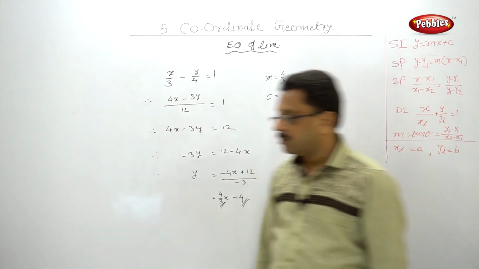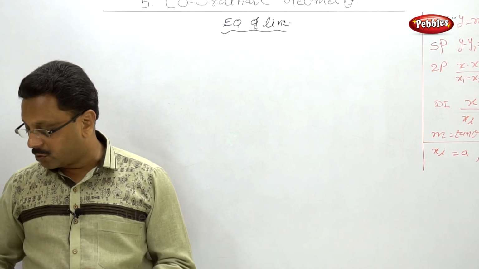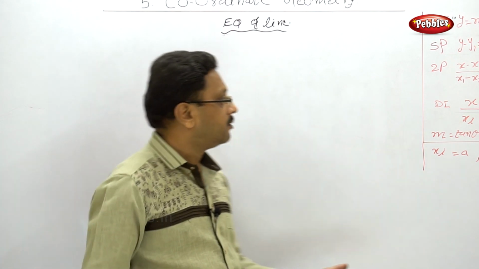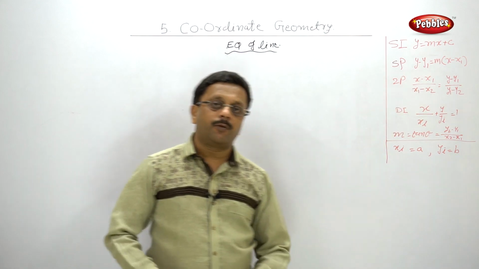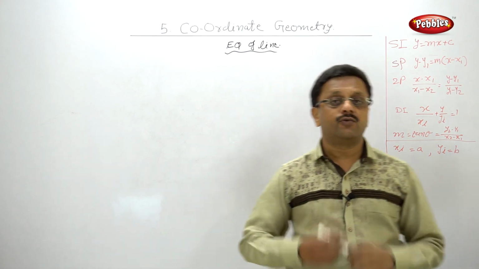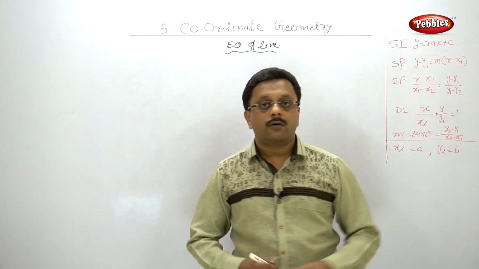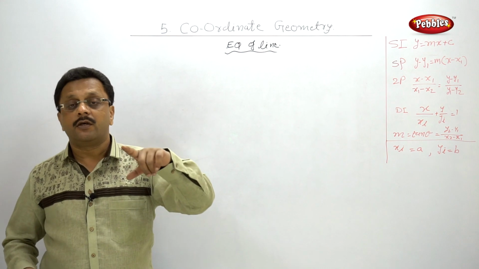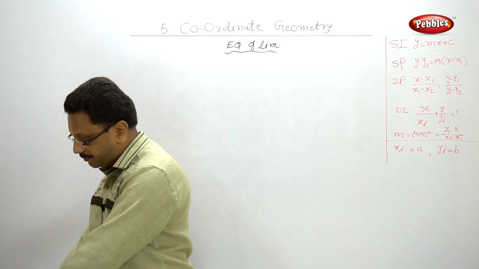Okay? Let us solve a few more examples. Find the equation of the line passing through the points minus 3, 4 and 1, minus 2. 2 points are given. So we have to use the 2-point form, that is x minus x1 upon x1 minus x2 equal to y minus y1 upon y1 minus y2. And then solve this expression or this equation to the form of ax plus by plus c equal to 0. That will be your required equation. Okay, let us go ahead.